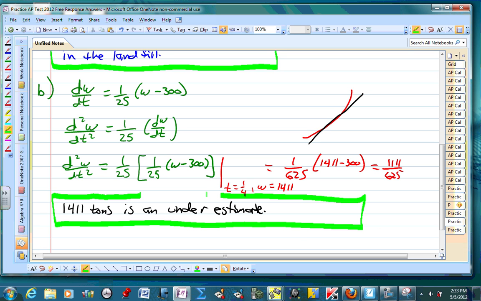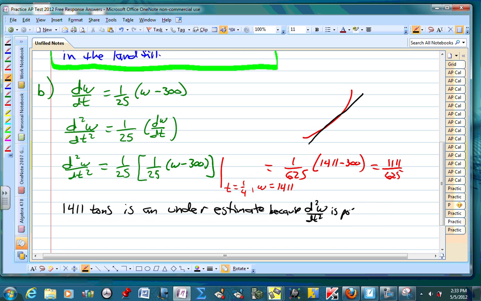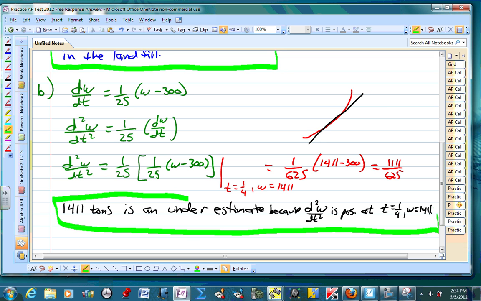Oh, we're supposed to justify our thoughts, aren't we? Well, we'll say because the second derivative of W with respect to time is positive. At t equals 1/4, W equals 1,411. That'll do it. Now moving on to part C.